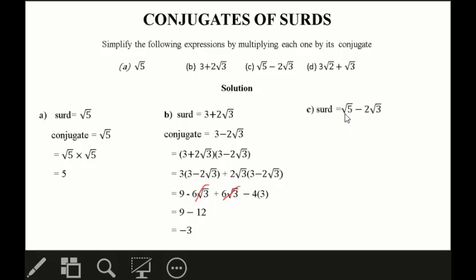Good. Let's look at example number C. We have root of 5 minus 2 root of 3. Its conjugate is the same expression, but the negative will change to what? Positive, as root of 5 plus 2 root 3. Then we multiply the two expressions as we did in the first or second example over here. We do the same expression over here, this times that.